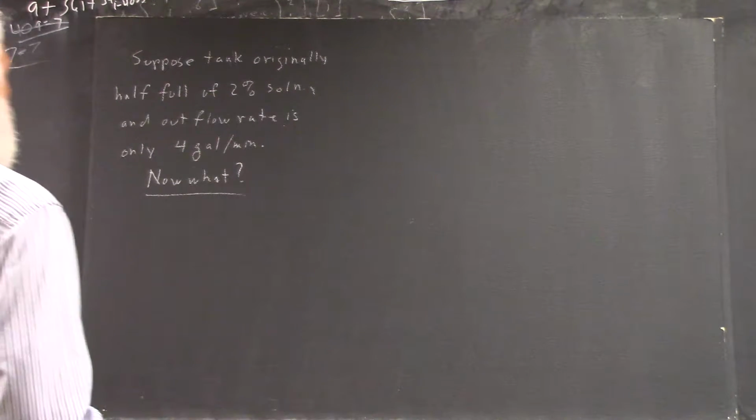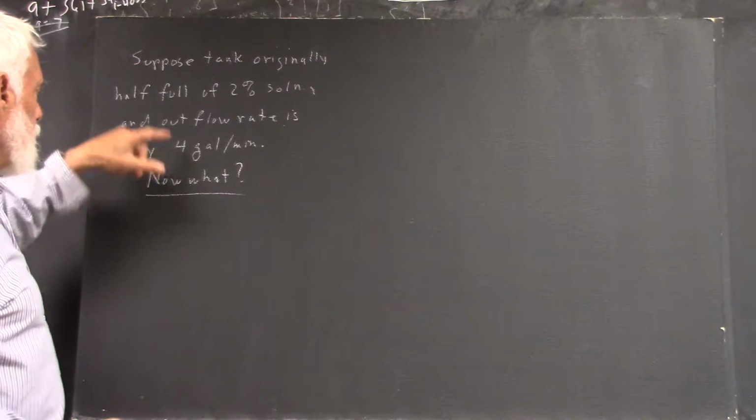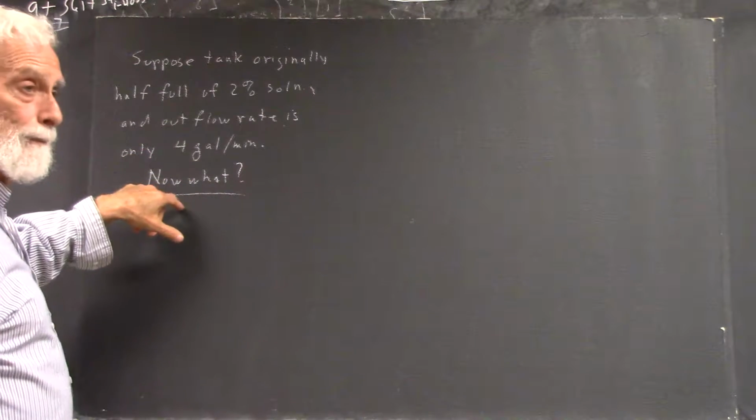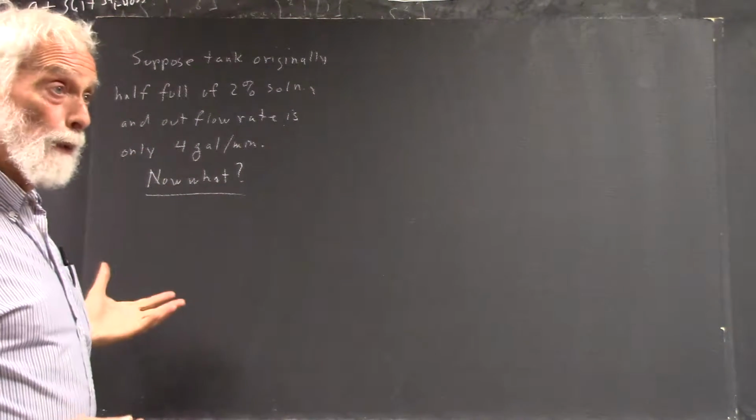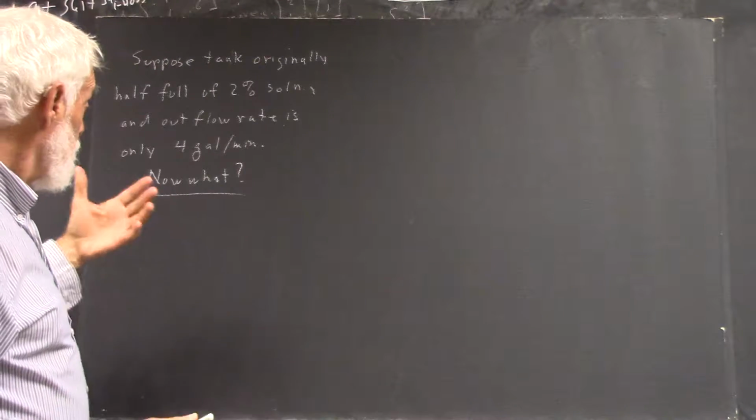Okay, so the tank's originally half full of 2% solution, and the outflow rate's only 4 gallons per minute. What are we going to do with that? Well, it should be clear.